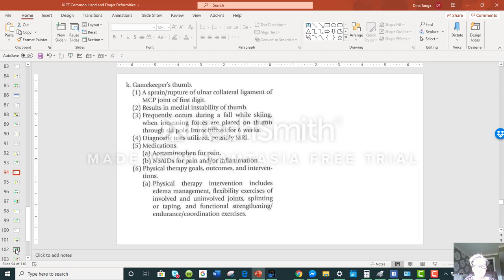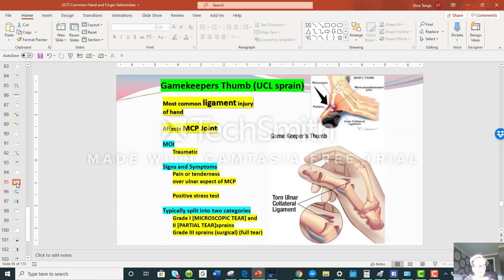Therapy goals, edema management, flexibility exercises involved and uninvolved joints, splinting or taping, functional strengthening, endurance, and coordination exercises. So, gamekeeper's thumb, UCL sprain, ulnar collateral ligament. Torn ulnar collateral ligament right there at the MCP, metacarpophalangeal joint right there.